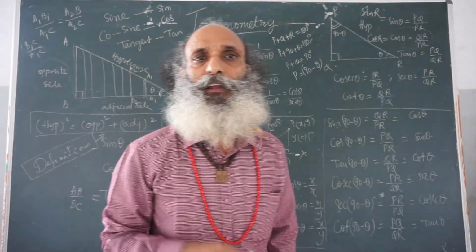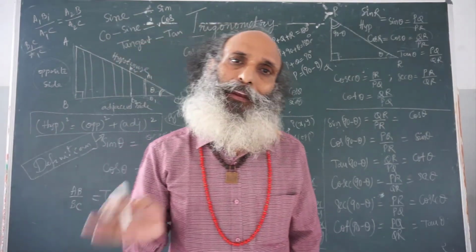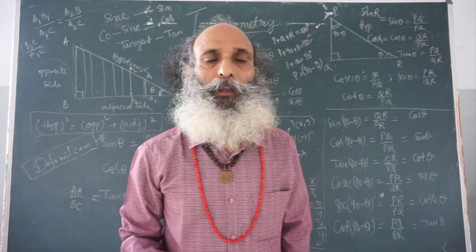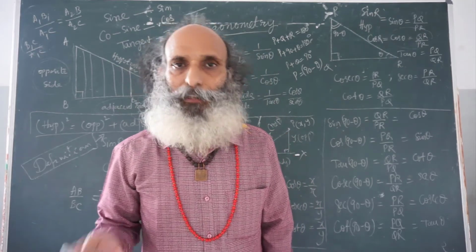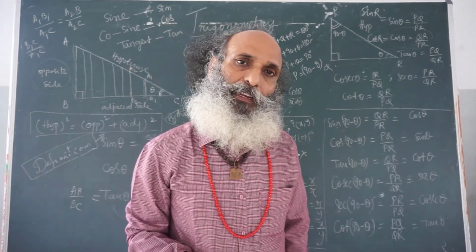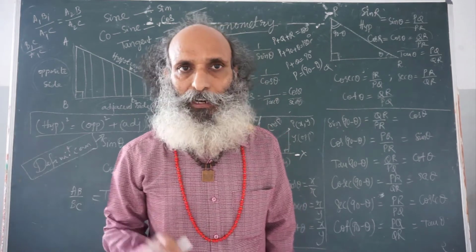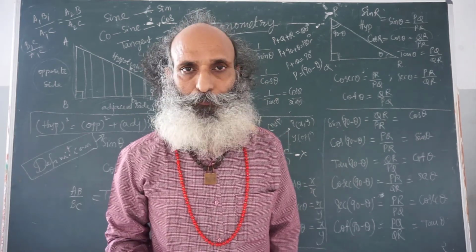That means sin 90 minus theta is cos theta. Cos 90 minus theta is sin theta. Tan 90 minus theta is cot theta. Cot 90 minus theta is tan theta. Cosecant 90 minus theta is secant theta. Secant 90 minus theta is cosecant theta.